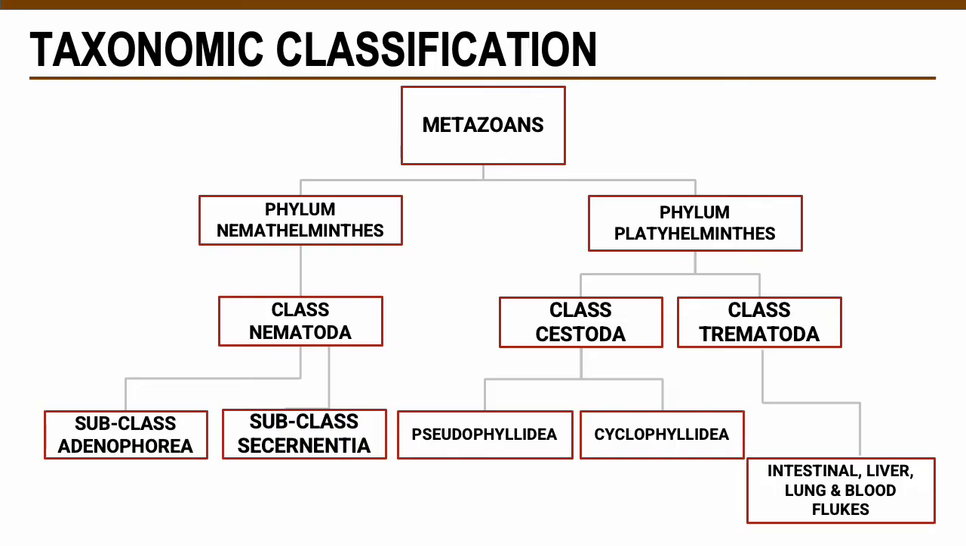So here is the taxonomic classification of metazoans. Just like we have discussed in the previous topics, metazoans are divided into two phyla. We have phylum Nemathelminths, or the roundworms, and phylum Platyhelminths, or the flatworms. For this video, we'll talk about the class Cestoda, or what we call the cestodes. Your cestodes are divided into two classifications, namely pseudophilidean and cyclophilidean. Later on, we'll discuss these two categories.